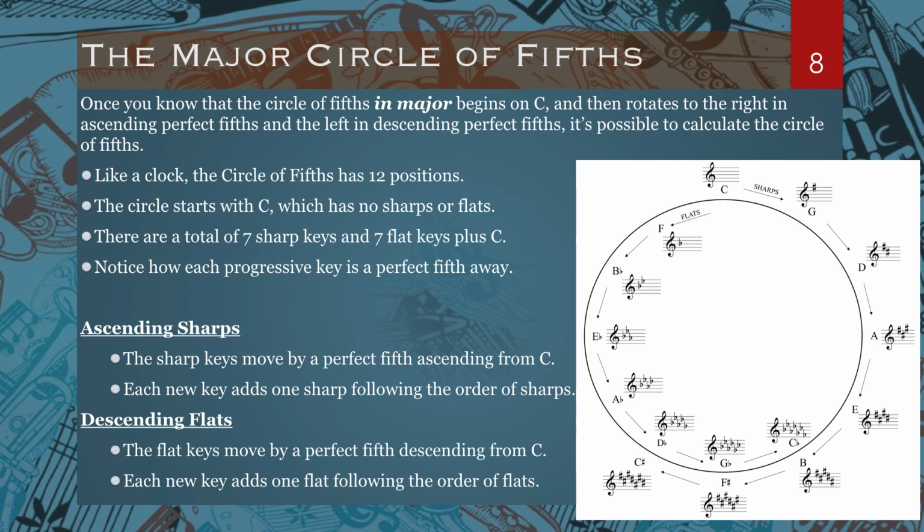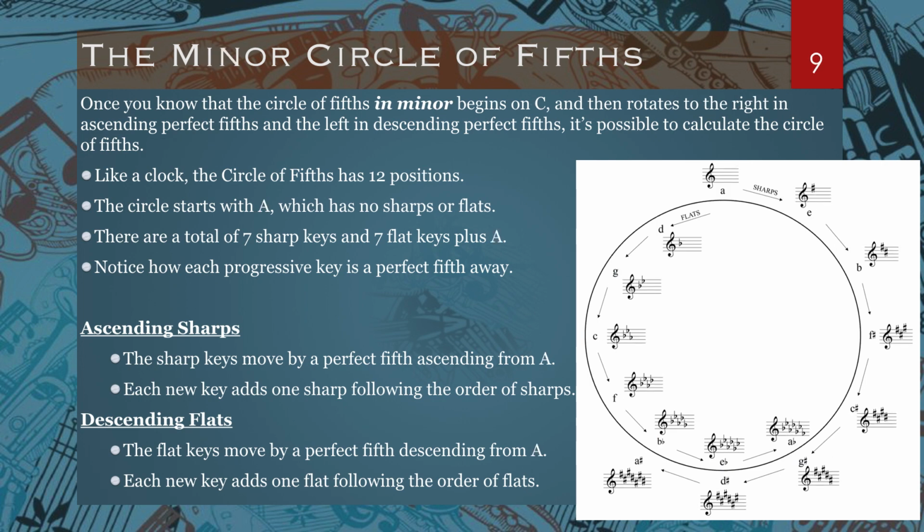And this is a concept we're going to discuss a little more later. For now, just know that in the circle of fifths, you rotate to the right in ascending perfect fifths, and then add 1 sharp for each new key. And you rotate to the left in descending perfect fifths, and add 1 flat for each new key. Now there's more information on this in the textbook, but this is a general idea of how the major circle of fifths works.